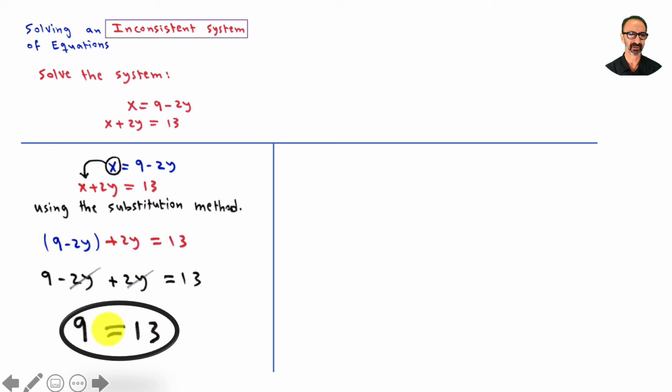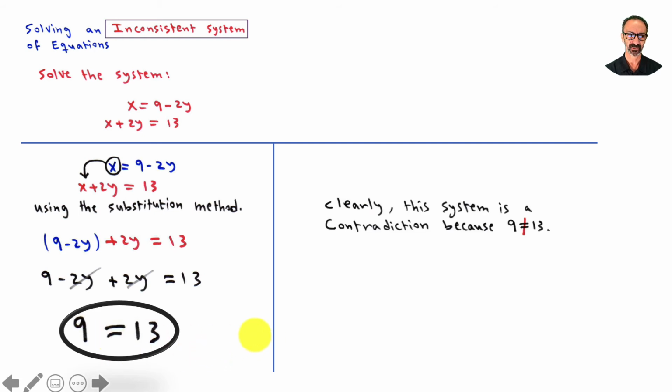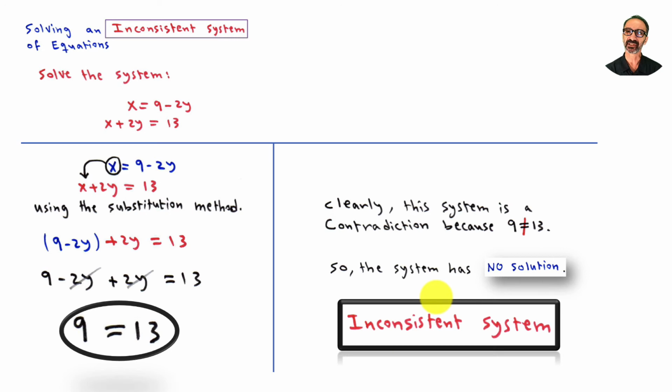If you go further and subtract 9 from both sides, you're going to get 0 equals, what, 4? Either way, you're getting a message that tells you we do have a contradiction, because 9 does not equal 13. Whenever you get a contradiction like this, that means no solution, and we call the system inconsistent.